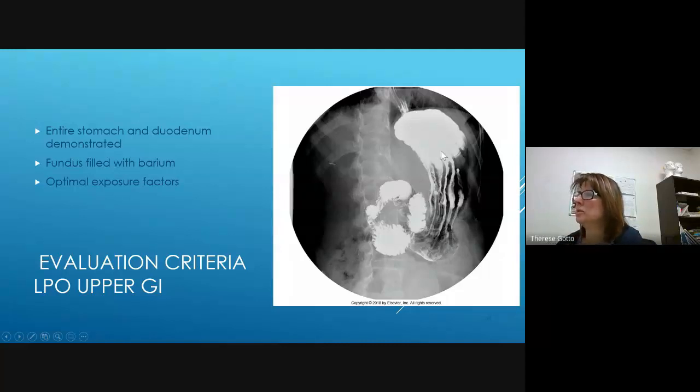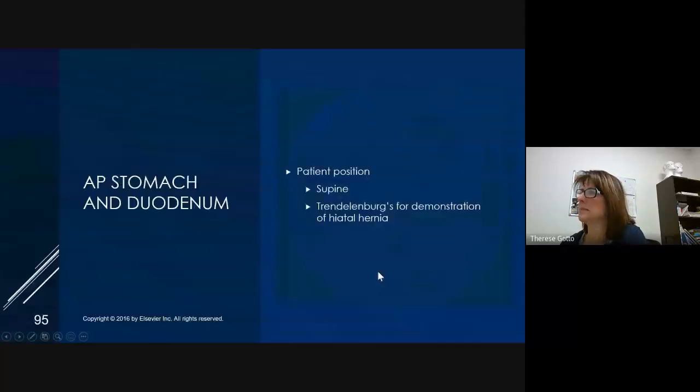And it shows barium in the fundus now. And remember the fundus, when we are lying on our back, the fundus is the most posterior portion, okay, inferior. And then the body is more anterior. So now we have air in the body, and you should be able to see the entire stomach and the duodenum again. Okay, that's a good picture.